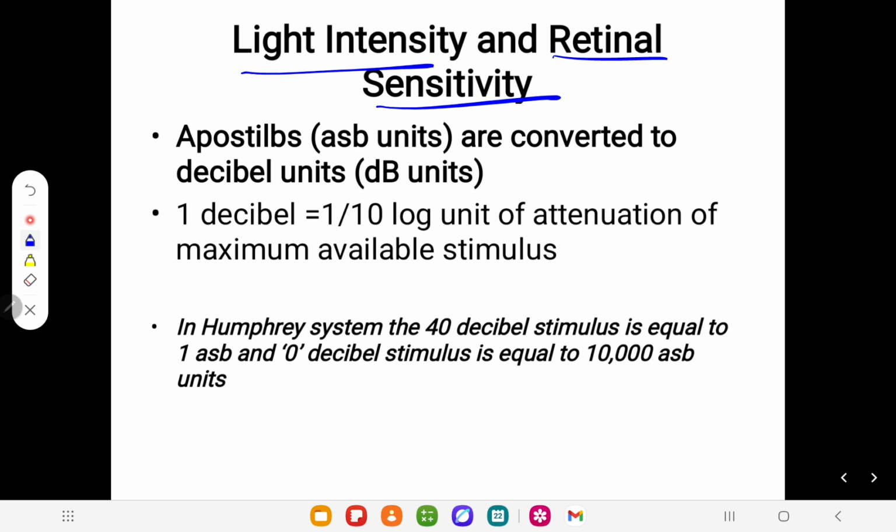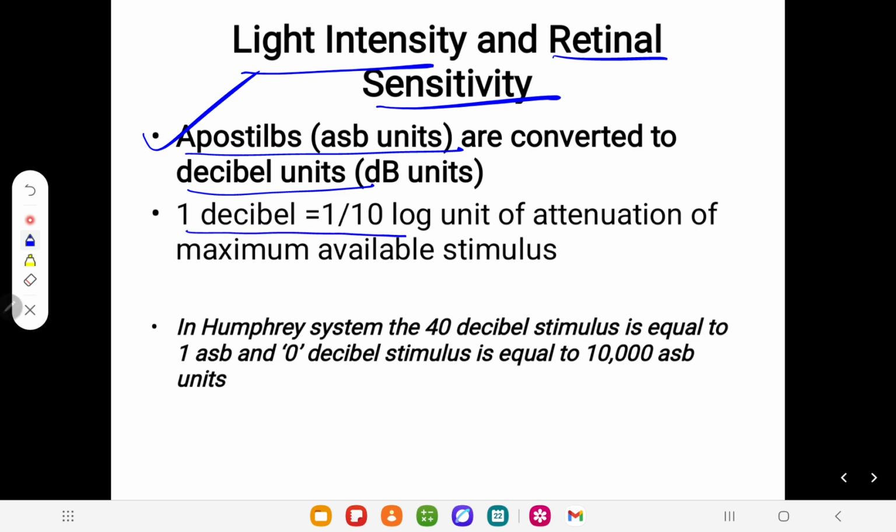See, light intensity is a photometric value, isn't it? We have already discussed apostilb, candela per meter square, isn't it? So apostilb is converted to decibel. Apostilb is actually an absolute unit. Decibel is a convertible unit. So in case of our hearing, it's decibel. Okay. So decibel is a convertible unit.